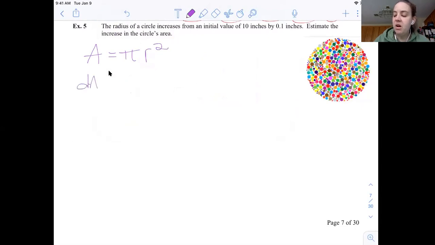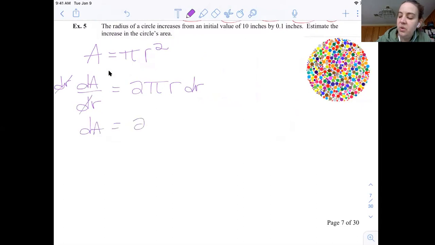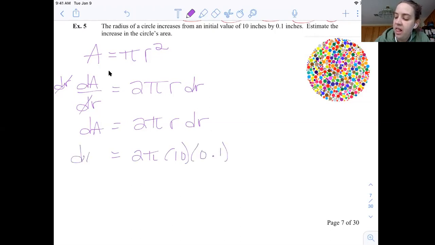So dA/dr is 2 pi r. Then we're multiplying both sides by dr. That's exactly what's happening. Those cancel out. So the change in the area is 2 pi r dr. Now we can put our values in. The radius of the circle increases from an initial value of 10. So the initial value is 10. That radius increases by 0.1. Estimate the increase in the circle's area.